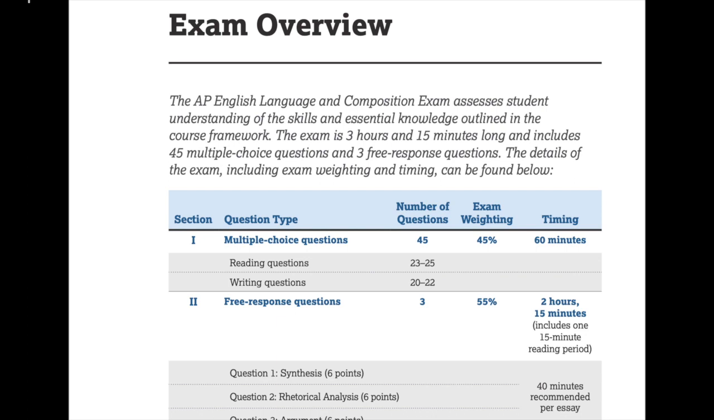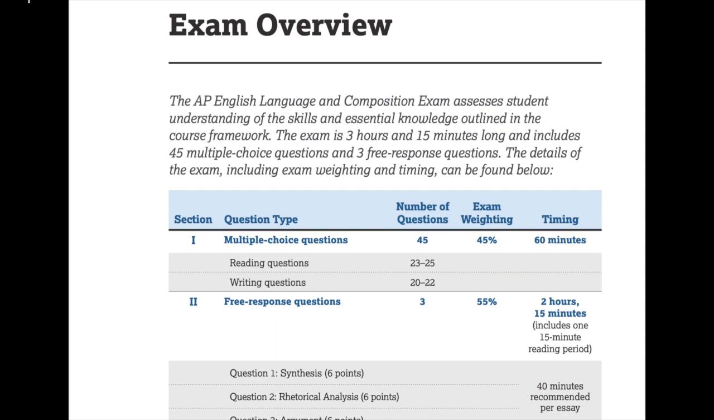Question 2 is rhetorical analysis, and that's a little bit different. So instead of creating your own argument in rhetorical analysis, what you're doing is you're analyzing someone else's argument. You'll be given a passage, and you'll be asked to identify usually the author's argument, the author's purpose, and then you have to write about how that author uses language to create their argument or to achieve their purpose.